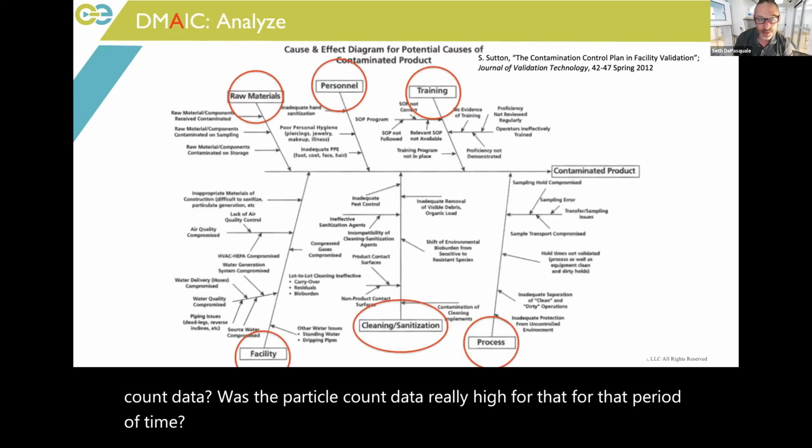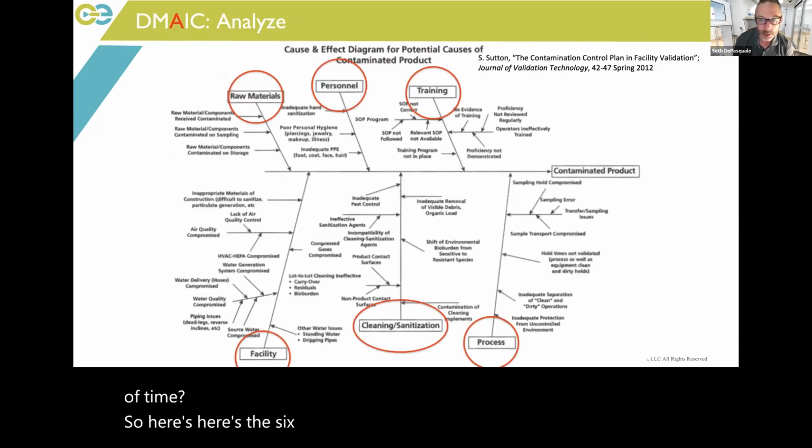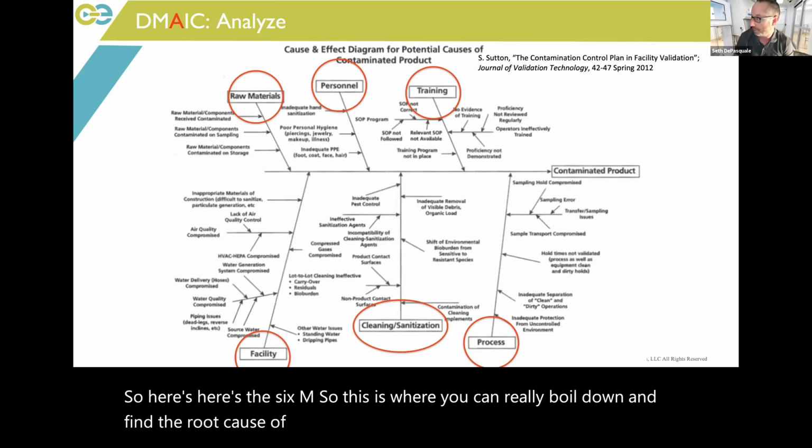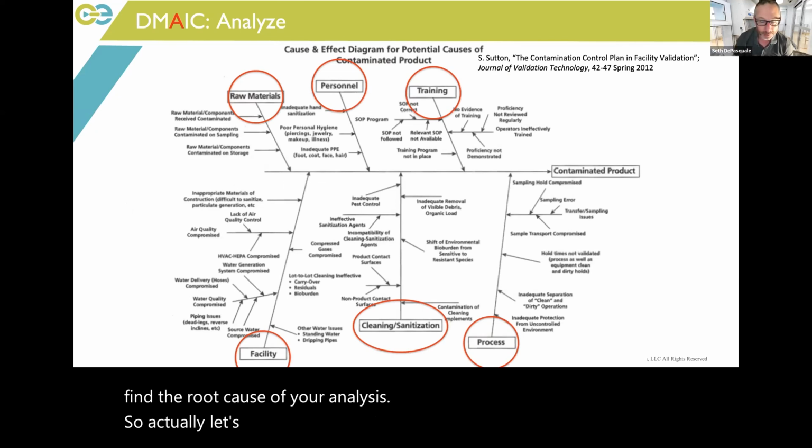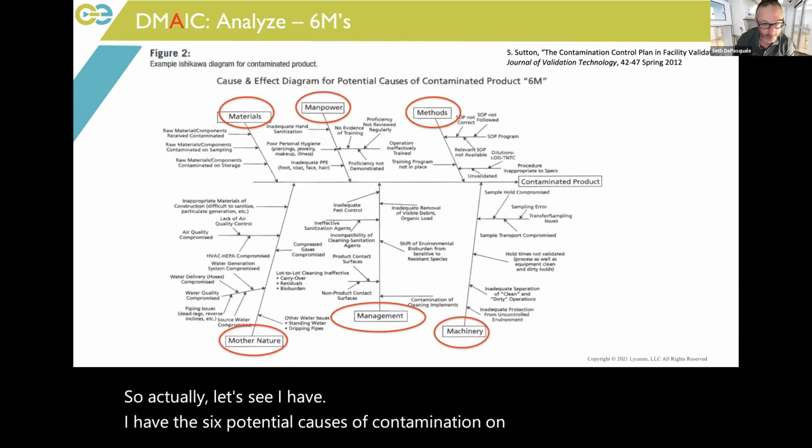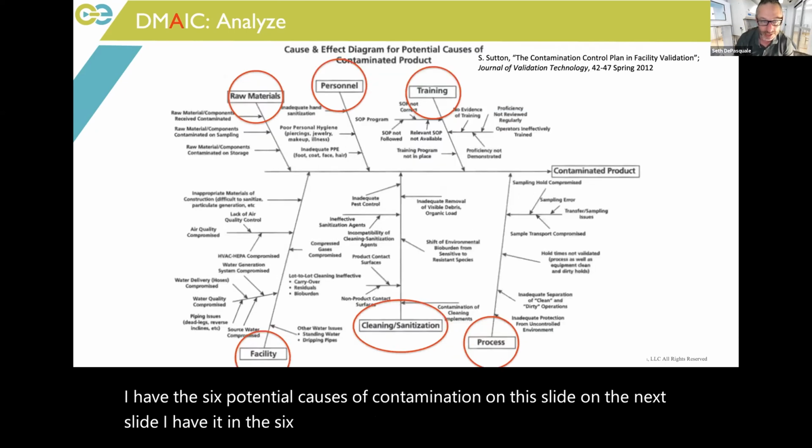So here's the 6 M's. This is where you can really boil down and find the root cause of your analysis. So actually, let's see. I have the 6 potential causes of contamination on this slide. On the next slide, I have it in the 6 M's. They're really the same thing.